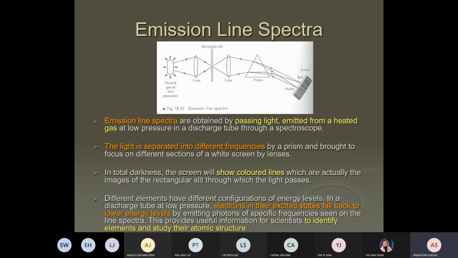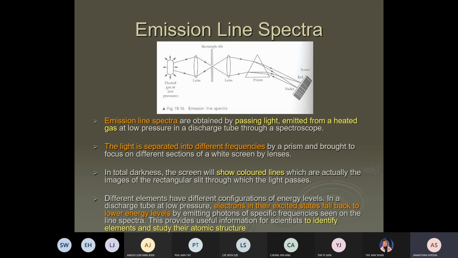This is the setup to obtain the emission line spectra. Emission line spectra means the electron goes down and releases a wavelength, right? So when the electron was in the metal plate, whatever metal plate or gas, here they use gas. Heated hydrogen gas, they heated it. Why did they heat it? First of all, they want all the electrons to go to the excited state.